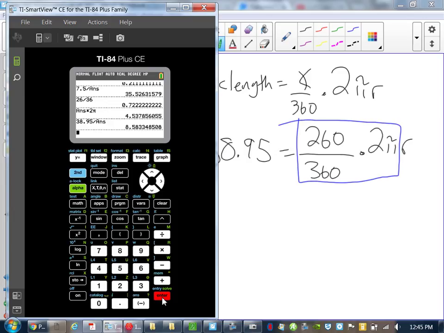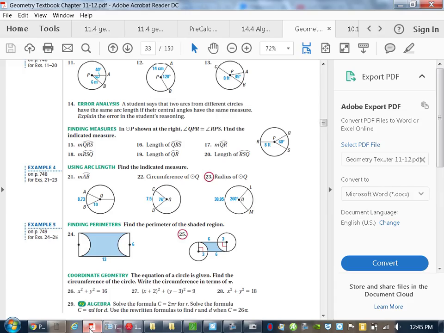Anything else on this? All right. Oh, yeah, what do you got, Doug? 21. They're trying to find the measure of the arc. It's the same thing as the angle.